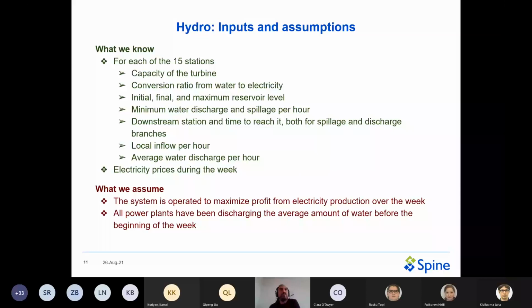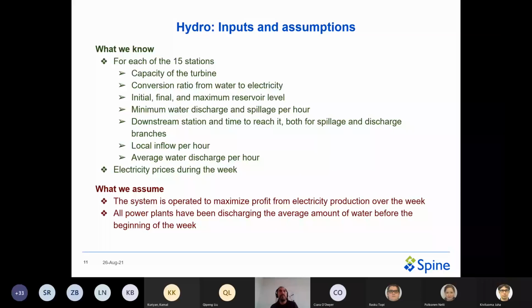And then we have the electricity prices during the week that we will use to maximize our income. And so we assume that the system is operated rationally, basically. So we want to maximize profit from electricity over the week. And because we have delays on the river, we need to know what was happening before the start of the simulation. So we need to assume something about that, and we are assuming that all power plants have been discharging the average amount of water before the beginning of the week.